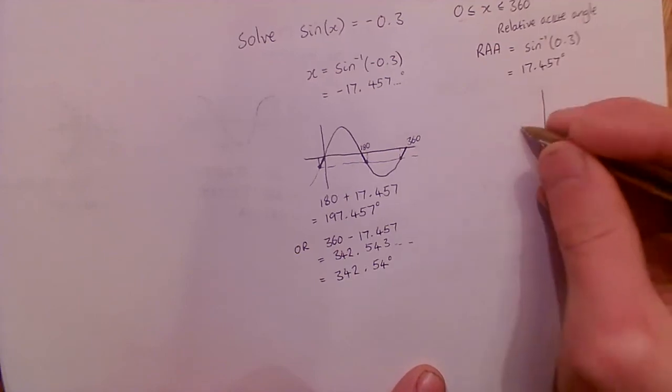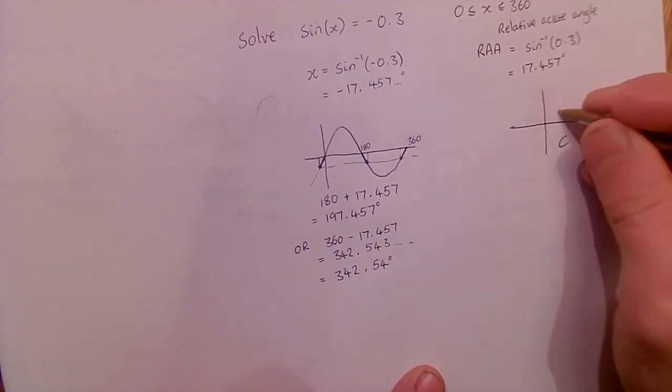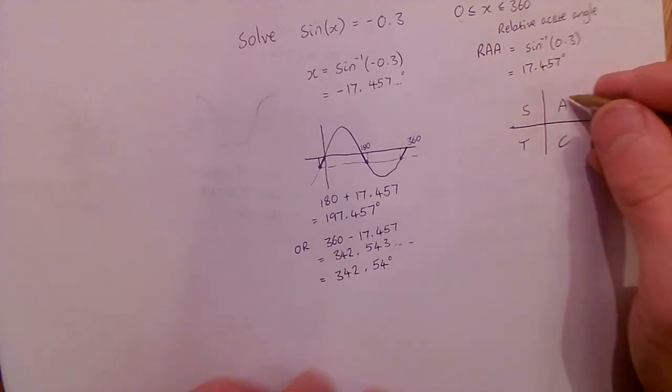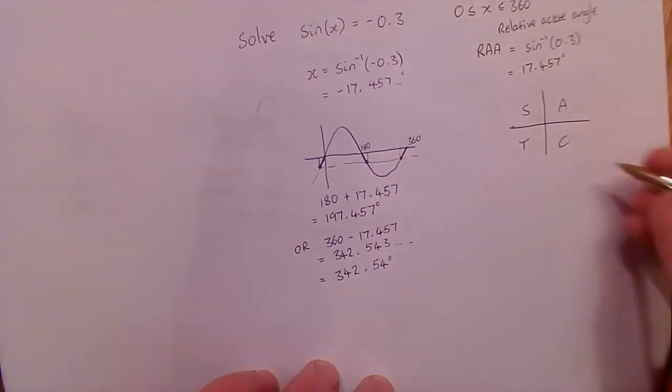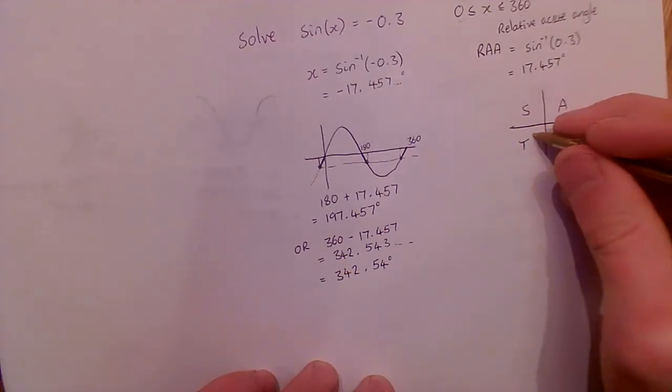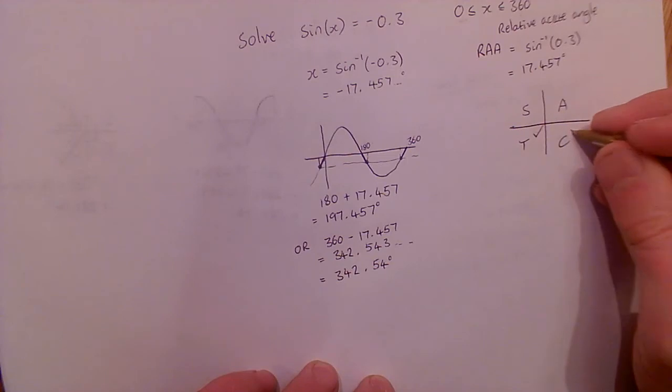We're going to draw our CAST diagram. So, where is sine negative? Well, it's not negative here because they're all positive here. Sine's positive here, so sine is negative here and it's negative here.